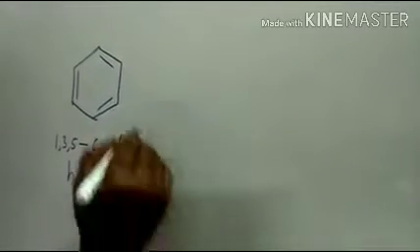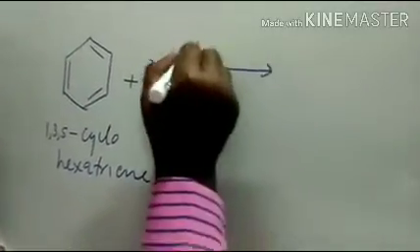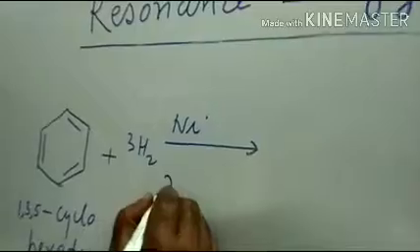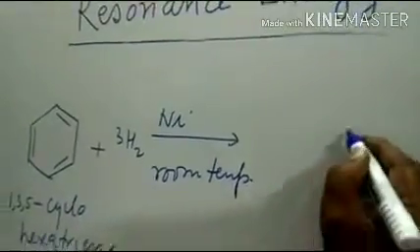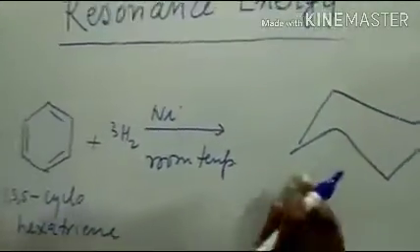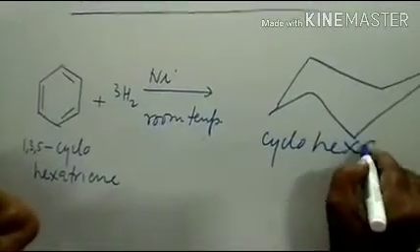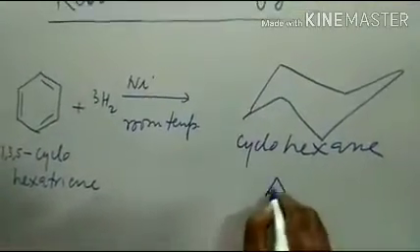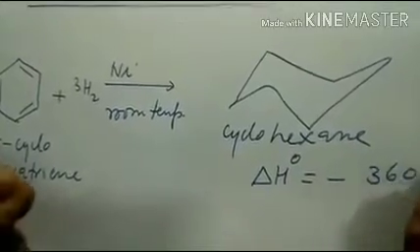cyclohexatriene, put for hydrogenation in presence of nickel catalyst at room temperature. Changes to cyclohexane with liberation of heat energy, delta H is 360 kilojoule.